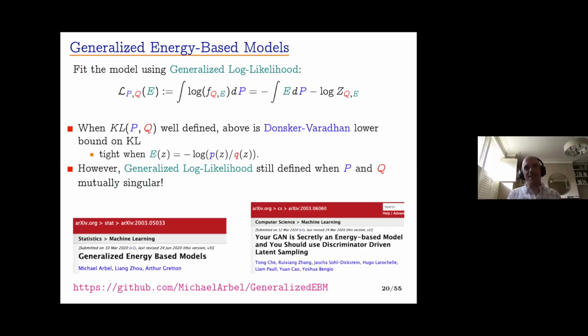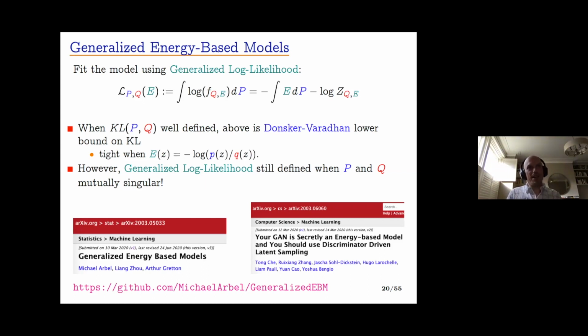So how do I fit a generalized energy-based model? I'm going to fit that using a generalization of the log likelihood. So I'm just going to say, well, I'm going to integrate my log of F from the previous slide with respect to P, where P is the distribution over my samples. Okay, which is going to be expressed here as the negative of E dP minus log of the log partition function integrated over Q, integrated over my generator.